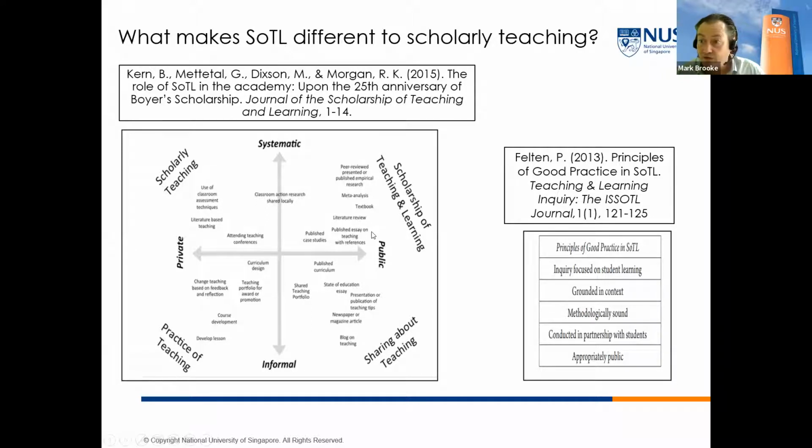And they use a Cartesian plane, as you can see, and it's based on levels of formality and levels of privacy. So they say that one big difference in SoTL is that it's in the public sphere and it's been reviewed. So normally it's been through some kind of systematic process. And they don't put down scholarly teaching at all. They just say that, in their opinion, that's the main difference.